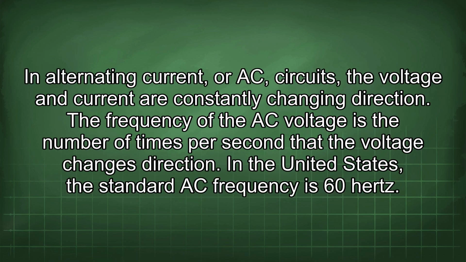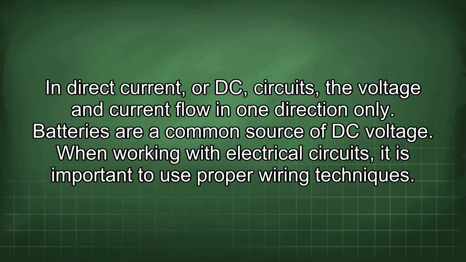In alternating current, or AC circuits, the voltage and current are constantly changing direction. The frequency of the AC voltage is the number of times per second that the voltage changes direction. In the United States, the standard AC frequency is 60 Hz. In direct current, or DC, circuits, the voltage and current flow in one direction only. Batteries are a common source of DC voltage.